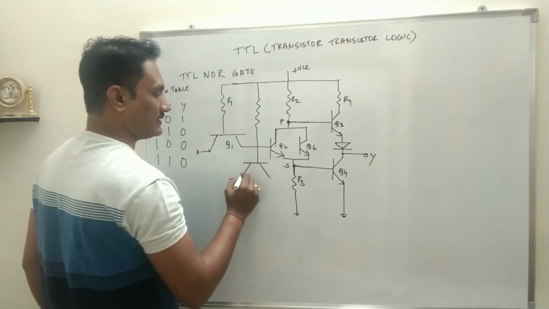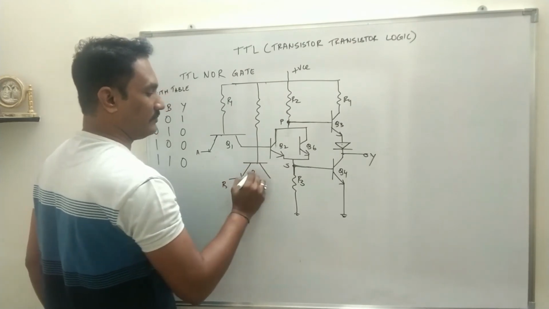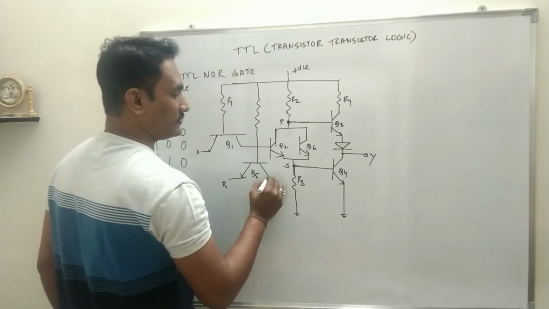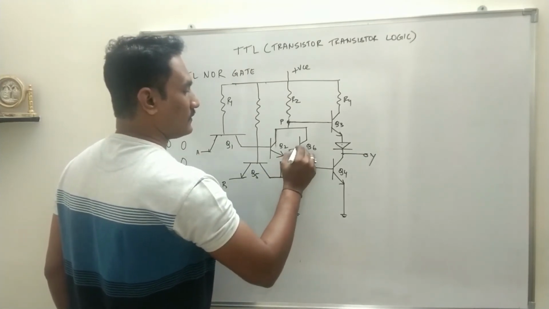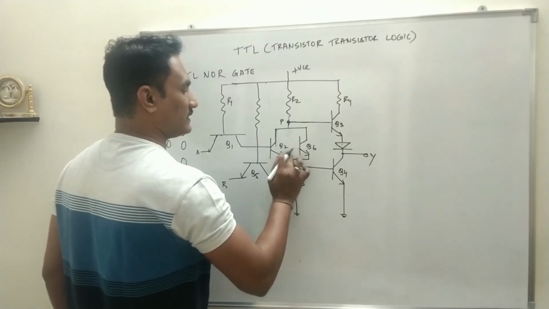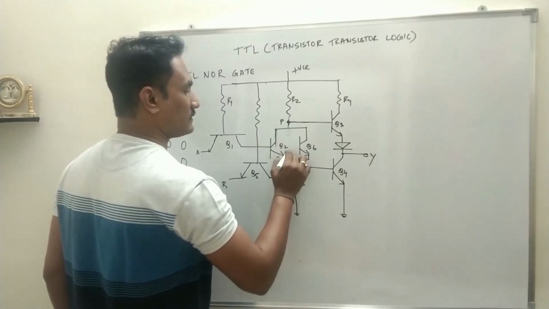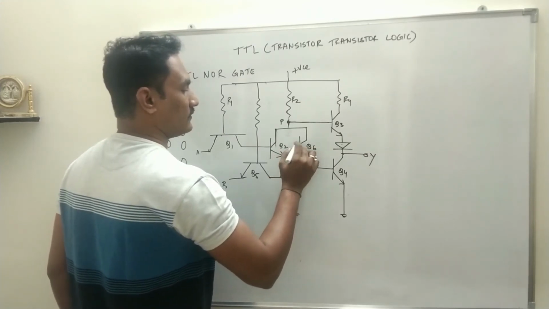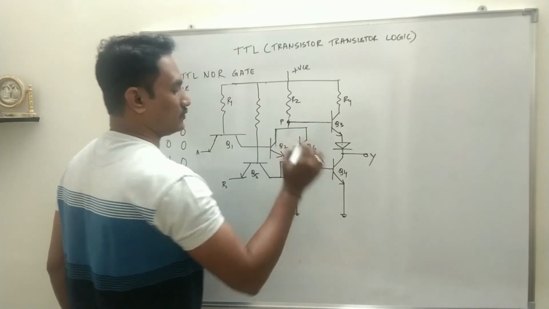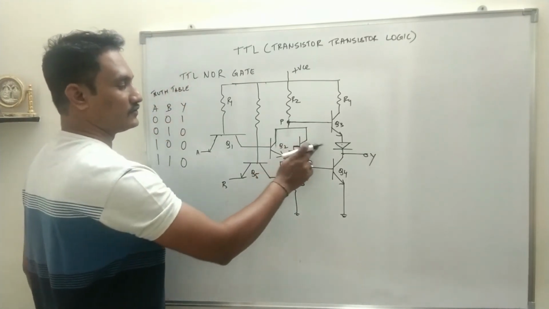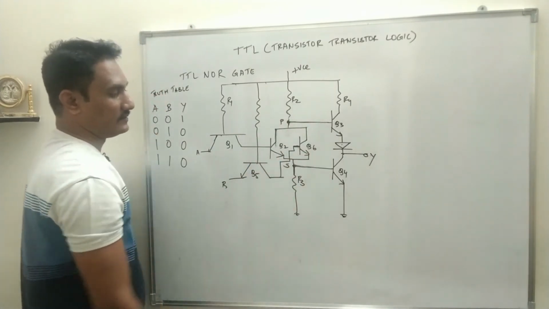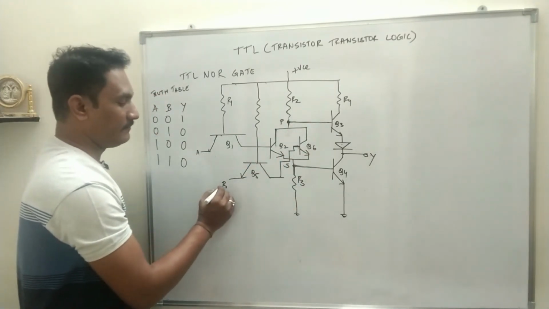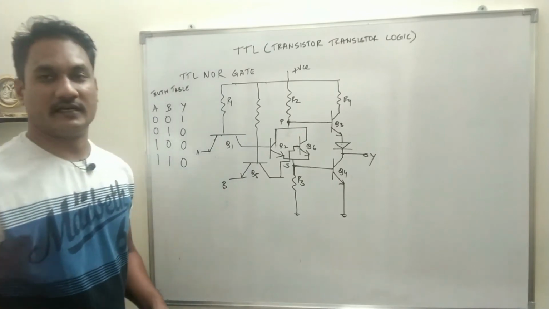We will name it as Q5, which will drive transistor Q6. So Q5 will drive Q6, Q1 will drive Q2, and the remaining things remain as it is. Both are single terminal emitter transistors.